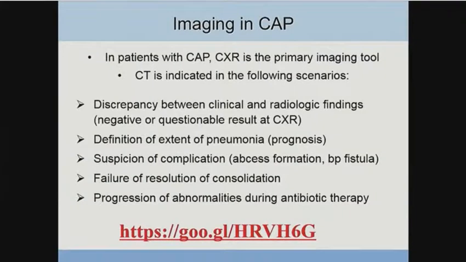Imaging in community-acquired pneumonia basically relies on the chest X-ray, which is the primary tool, but CT is indicated in a number of scenarios. First of all, when there's a discrepancy between clinical and radiologic findings, or there are negative or questionable results at chest X-ray, definition of the extent of pneumonia, which is important for the prognosis for patients, suspicion of complications, failure of resolution of a consolidation, so the patient is treated and does not respond properly to the treatment, and progression of abnormalities during the antibiotic therapy. And this, in fact, doesn't have any question.